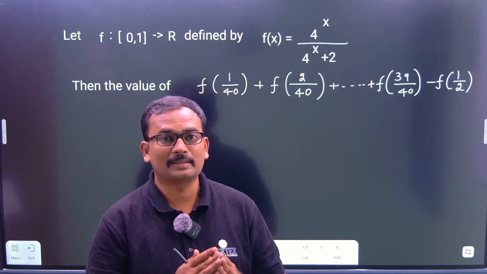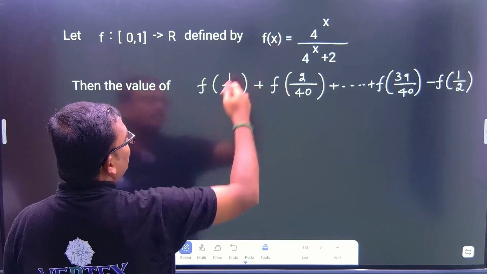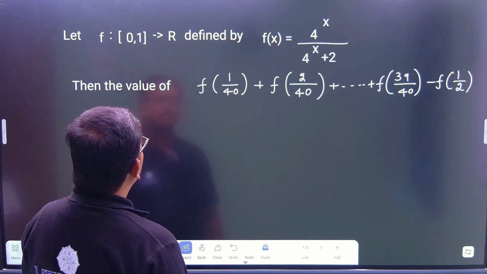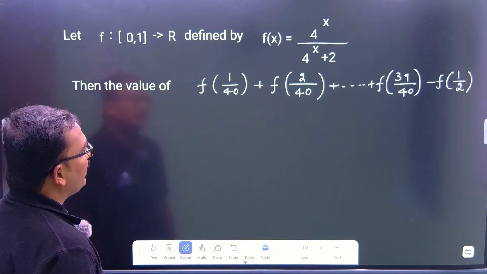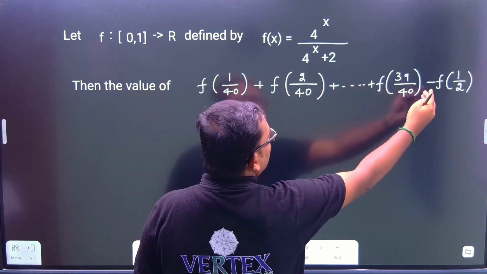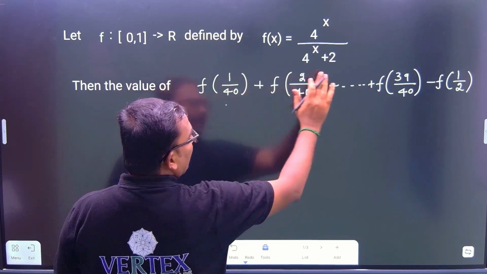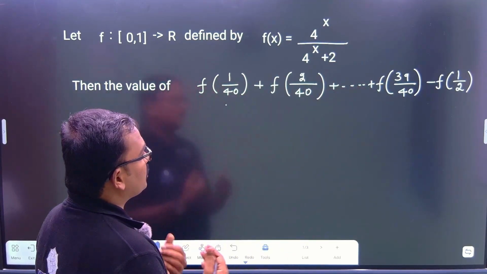Okay, let us discuss the first question. A function from the closed interval 0 to 1 to the real numbers, f of x is given as 4 power x divided by 4 power x plus 2. Then what is the value of this? You can see here, very simple, 1 is the numerator, and the last term before is 39. So 39 is an odd term. You can see the first term and the last term before. What is the relation? You have to check first.